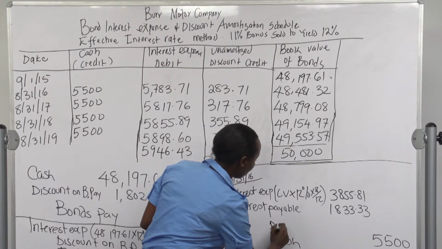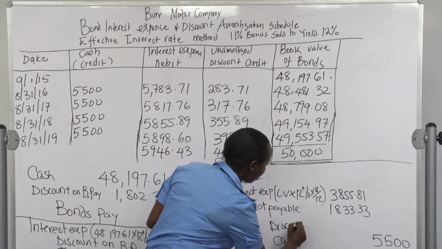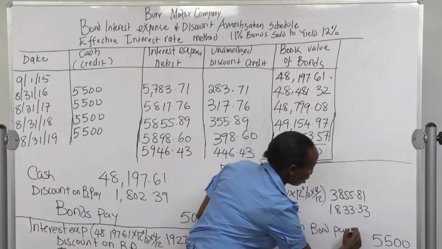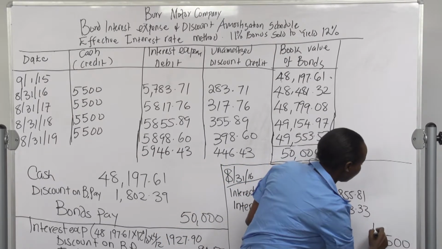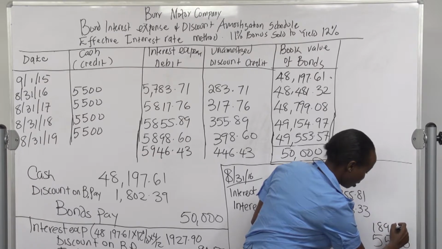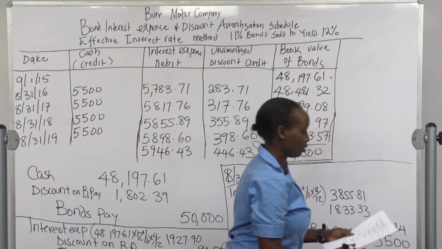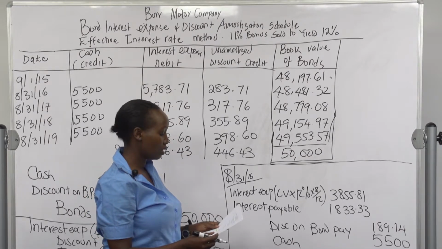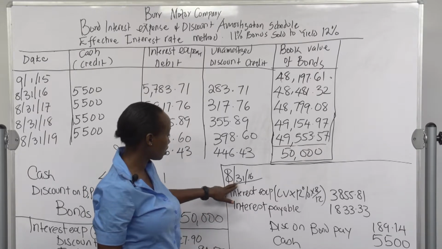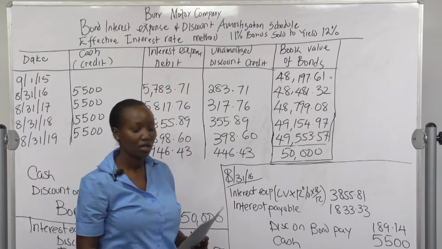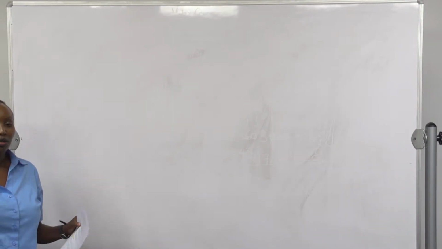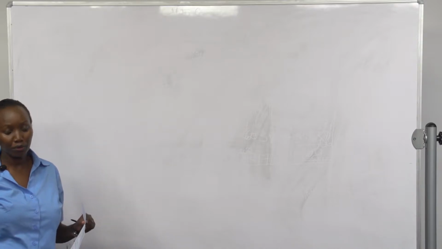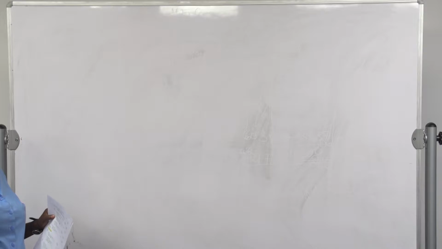So discount on bond payable, that's a credit for the difference of $189.14. So we'll continue with the December 16 journal entry next. Okay, so we've posted the August journal entry. In December, we're going to accrue interest once again.